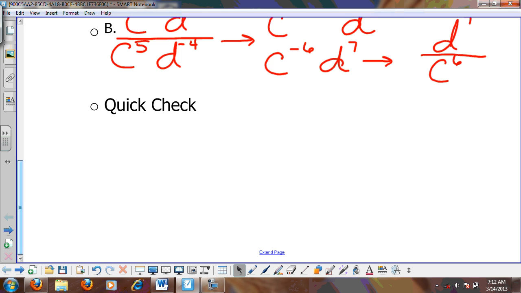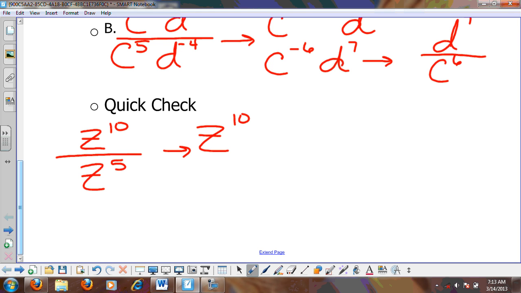Those are found on page 454. Let's do B and E. B is z to the 10th over z to the 5th, which becomes z to the 10 minus 5, right? Same base, subtracting exponents, which becomes z to the 5th. Okay? Let's look at E.